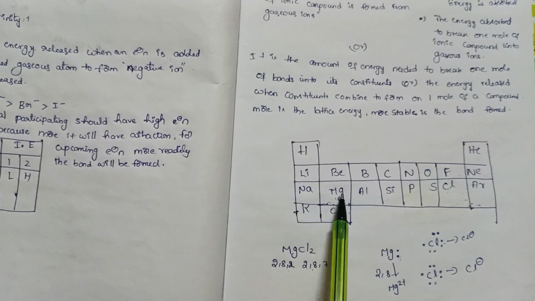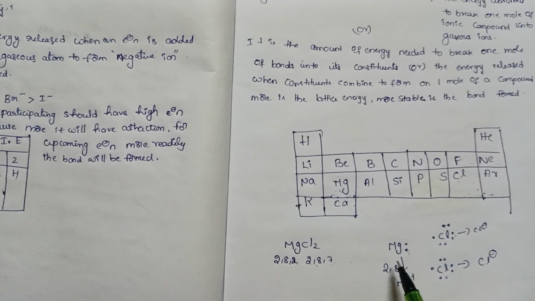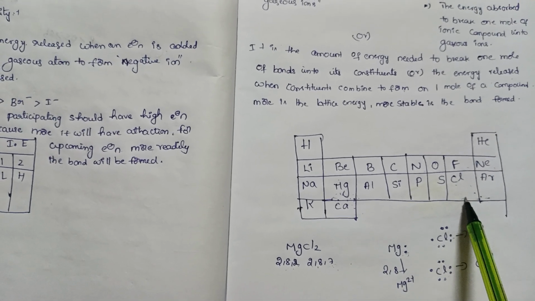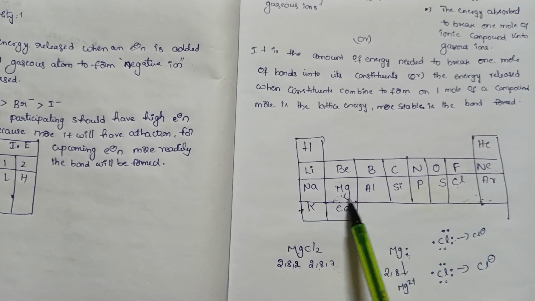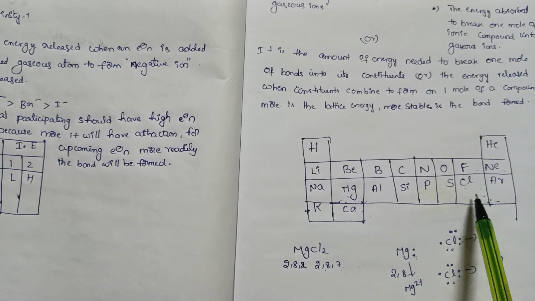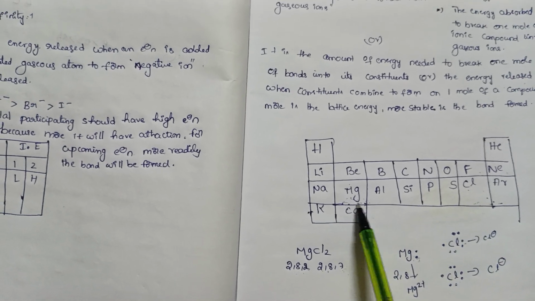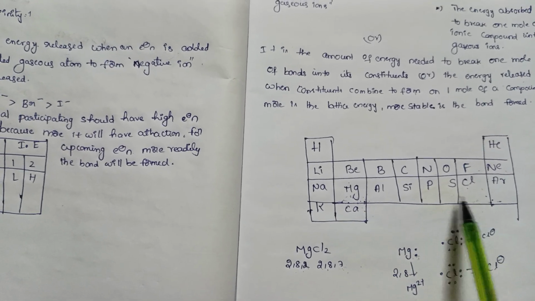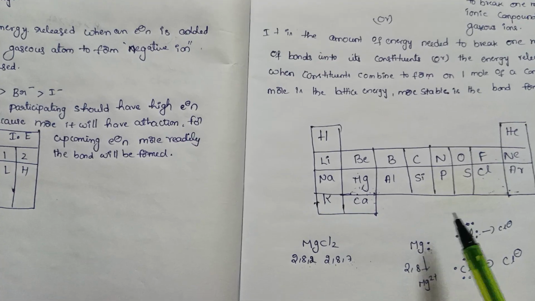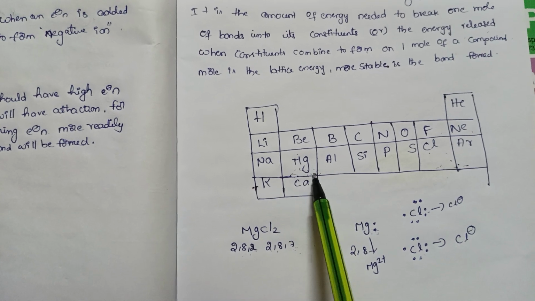Electron affinity increases from left to right. Ionization energy increases from left to right. Magnesium is second group. Chlorine belongs to the 17th group. Magnesium has lower ionization energy and lower electron affinity. Chlorine has higher ionization potential and higher electron affinity. So the difference between these two atoms is very large. The ionic bond is formed between metal and non-metal.